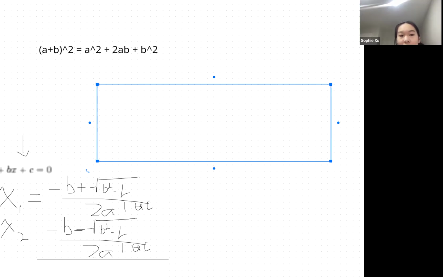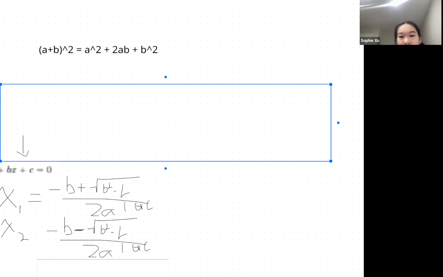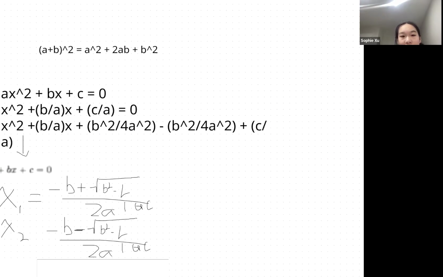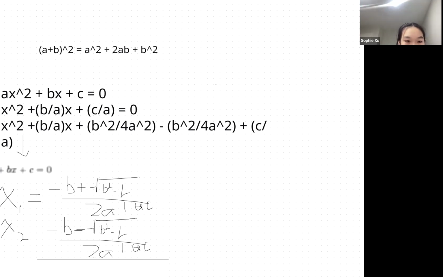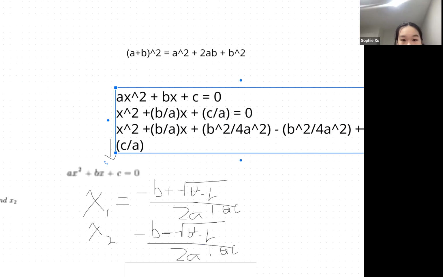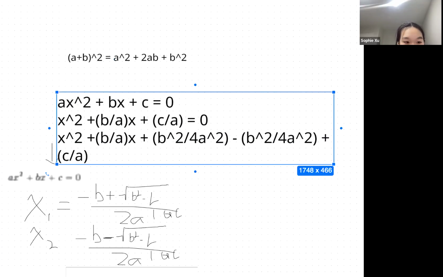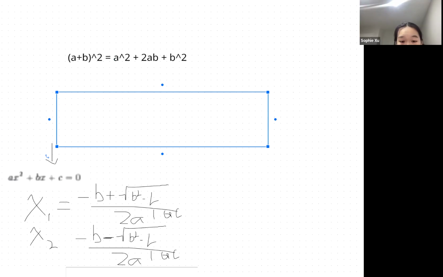Does this make sense? If it doesn't, then just tell me. Yes? No? Can I get a thumbs up if it makes sense, please? Yay. Okay. Oh my god, Zoom is so hard to use. It's not on one line and it's really annoying me. Okay.